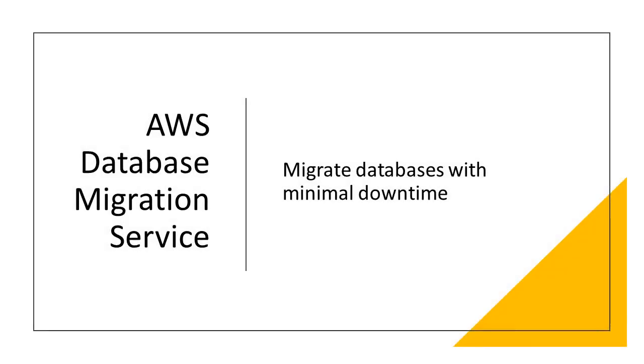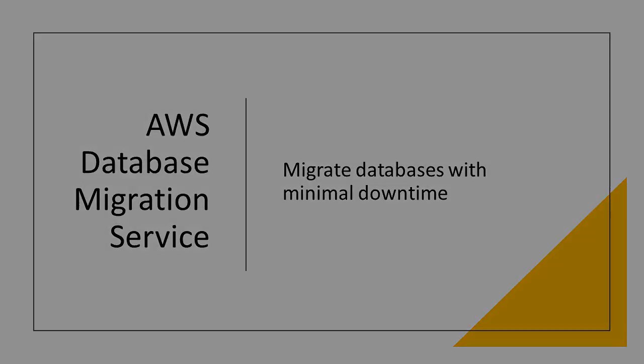AWS Database Migration Service. AWS Database Migration Service, AWS DMS, helps you to migrate databases to AWS quickly and securely. The source database remains fully operational during the migration, minimizing downtime to applications that rely on the database. The AWS Database Migration Service can migrate your data to and from the most widely used commercial and open source databases.